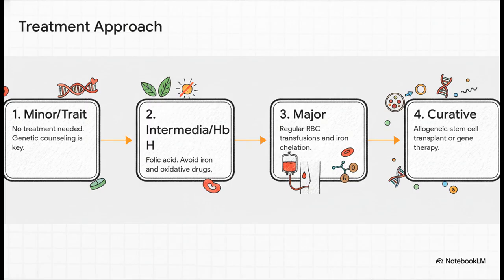For the intermediate forms, we do supportive care, give them folic acid, and make sure they avoid things like iron supplements. For thalassemia major, the absolute cornerstone of treatment is lifelong, regular blood transfusions. And because of that, you have to manage the complications, which means using iron chelation therapy to pull all that excess iron out of the body. And now we're even seeing curative options like stem cell transplants or brand new gene therapies.